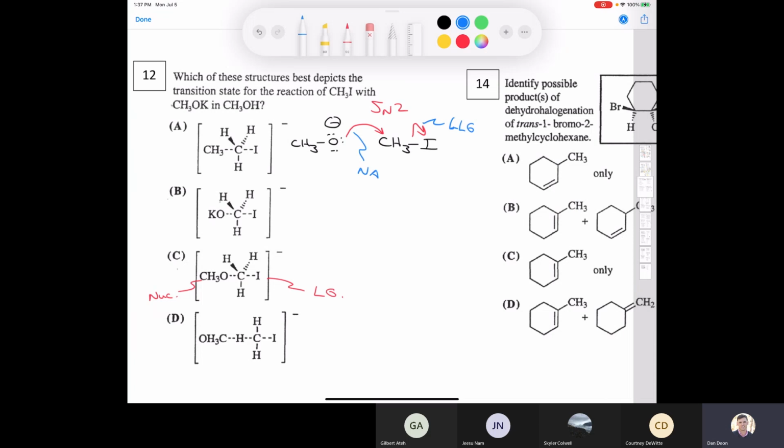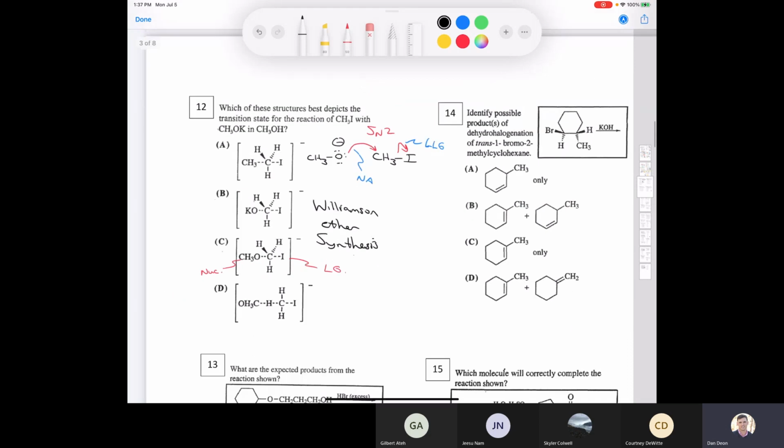In fact, all the other ones are pretty strange, especially this one. I really can't figure out what's going on there. But anyhow, there we go. Just recognizing a transition state. And of course, you know this reaction. This is the Williamson ether synthesis. A real classic in organic chemistry.